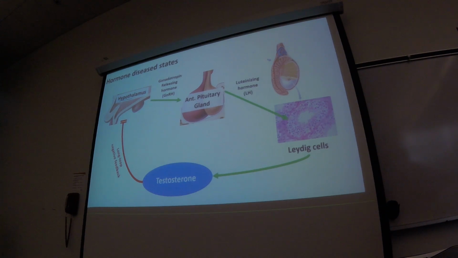We have the hypothalamus here. It produces something called the gonadotropin releasing hormone that affects the anterior pituitary gland, which then puts out LH, the luteinizing hormone, and that targets the testes in a male, specifically these Leydig cells in the testes. These Leydig cells are not the actual cells that make sperm. These actually are in charge of making testosterone.